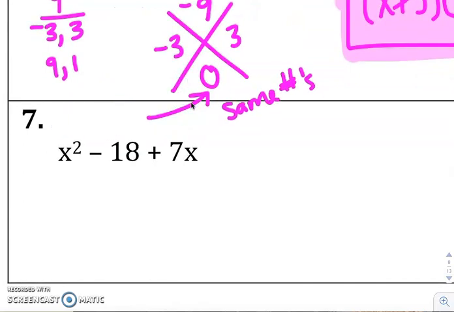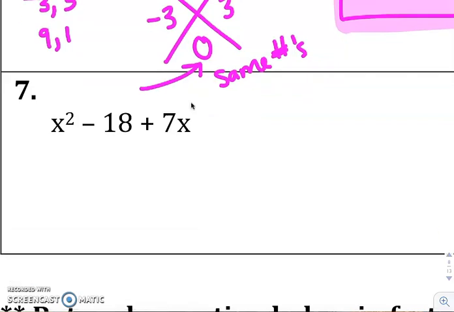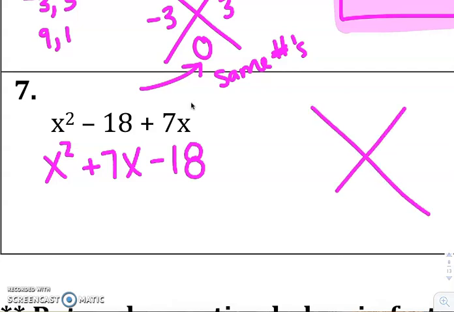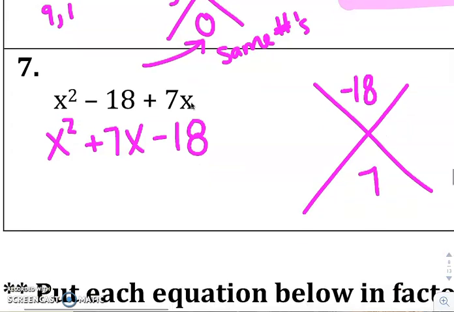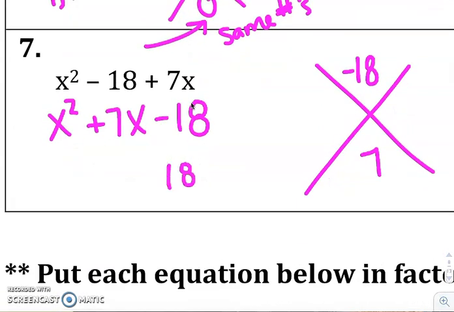So how about number 7? X squared minus 18 plus 7x. Again, it's not in order, so let's put this as x squared plus 7x minus 18. So what multiplies to get us negative 18 but adds to get us positive 7? So let's think of some numbers that multiply to get you 18. So obviously 1 and 18. You could do 2 and 9. You could do 3 and 6.